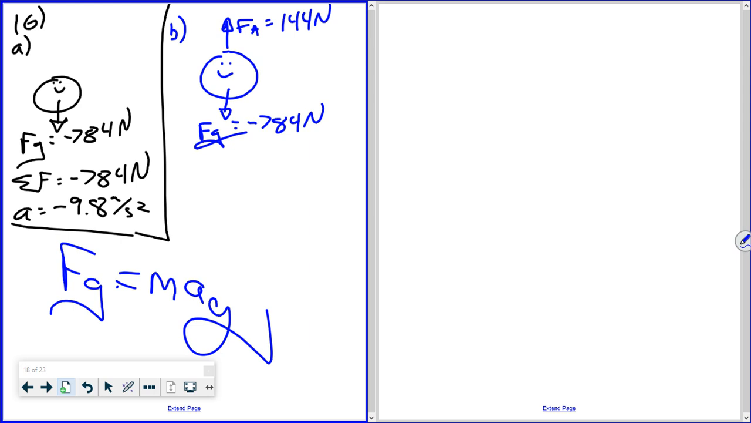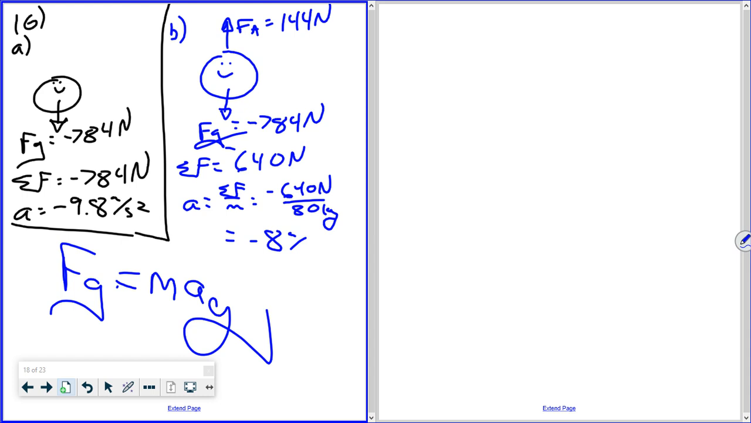All right, everybody good? All right, so what does this do to his net force, you guys? Is it still going to be 784? No, it's going to be less, right? So negative 784 plus 144, it gives you negative 640 newtons. And so now I can find my acceleration by doing net force over mass, and you get negative 8 meters per second squared. Let me write out where I got the negative 8, just in case anybody's embarrassed to ask. So we got net force over mass. So negative 640 newtons was our net force. Mass is 80 kilograms. Divide this and you get negative 8 meters per second squared.